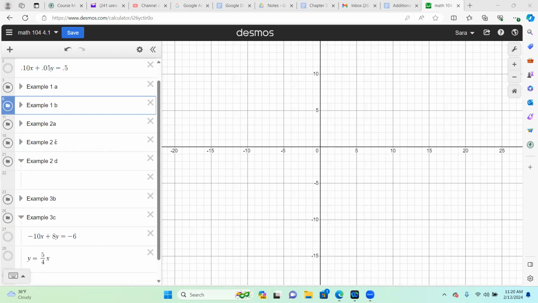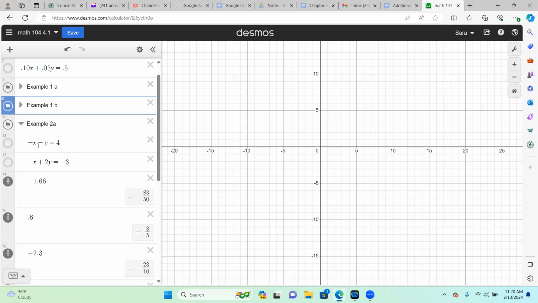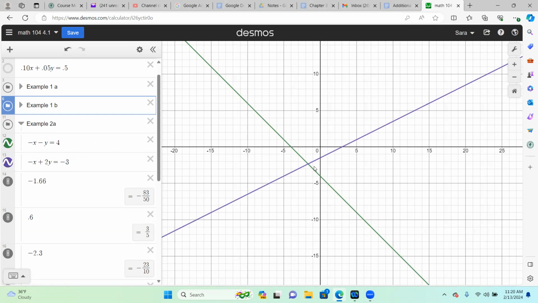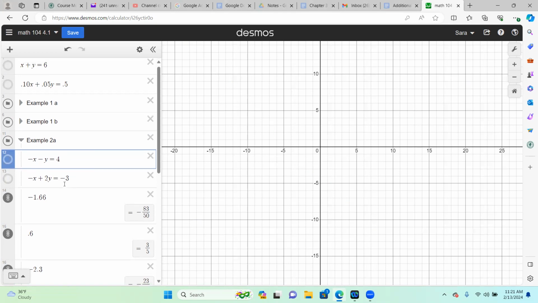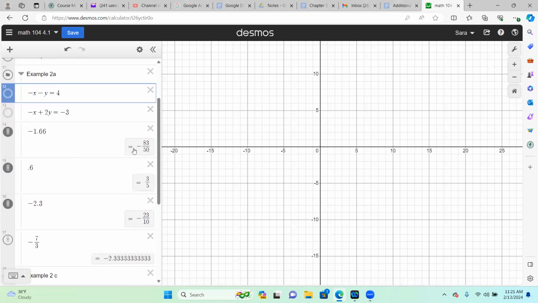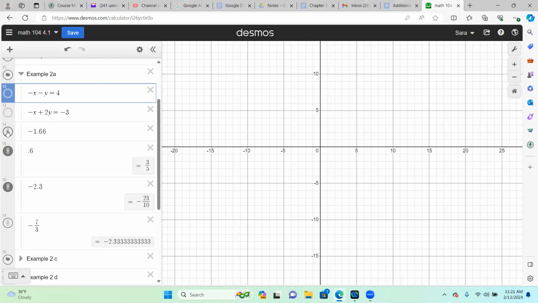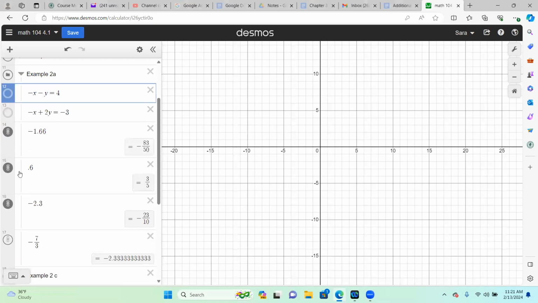And that is 2a. So I'm going to click the two graphs. I'm going to click on that and I'm going to go here. And you can see that 1.667 is the negative 5/3 and negative 2.33 is the negative 7/3. So we were correct. And I validated 1.66 here. And then I can just put that into fraction form and check that out.